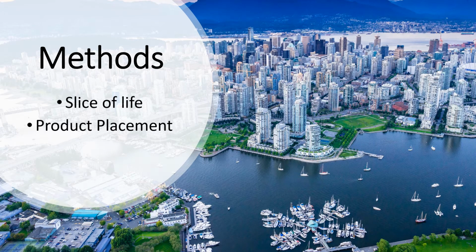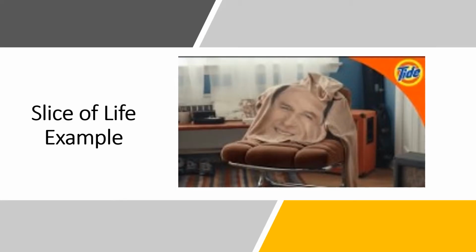Now, some methods for doing this include slice of life as well as product placement, which we'll go into depth in the next upcoming slides. And now we have an example of a slice of life. This is a commercial Tide did during the Super Bowl about a hoodie.